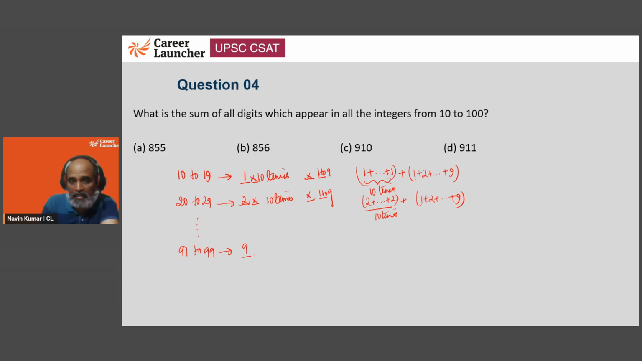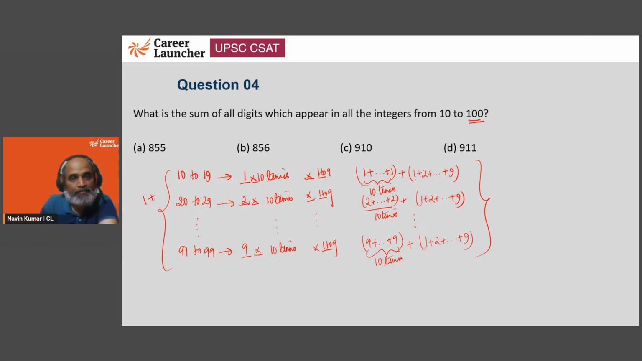So at the tens place, 9 will be written how many times? Again 10 times. While at the units place, we will have 1 to 9 again written: 91's 1, 92's 2, 93's 3, and so on up to 99's units place 9. So now 9 is going to be written 10 times, and then we will also have the sum of all the digits from 1 to 9. And also in the number 100, we have 1 plus 0 plus 0, so we will be adding 1 more to whatever answer we get from here.